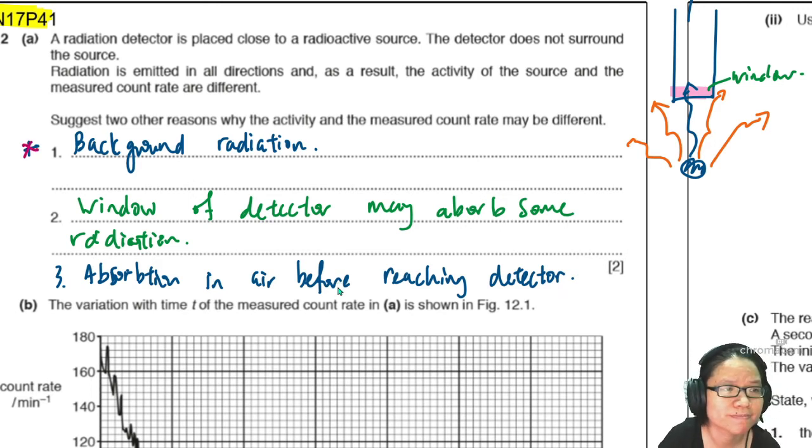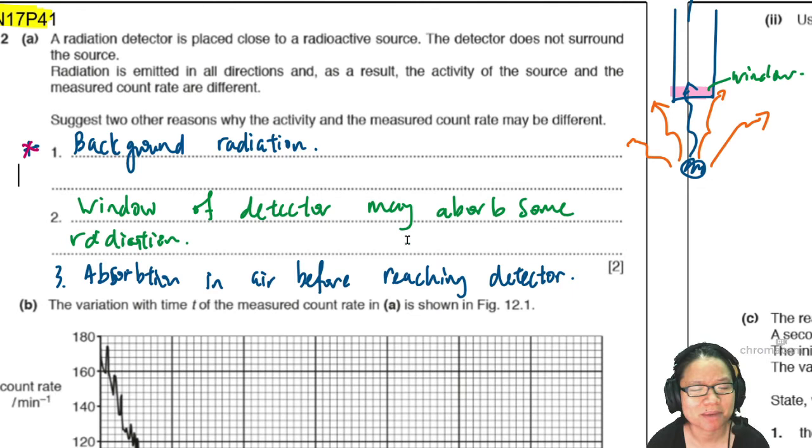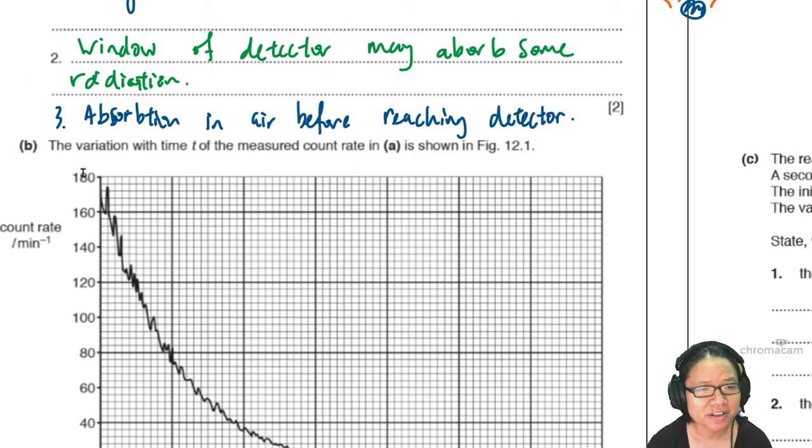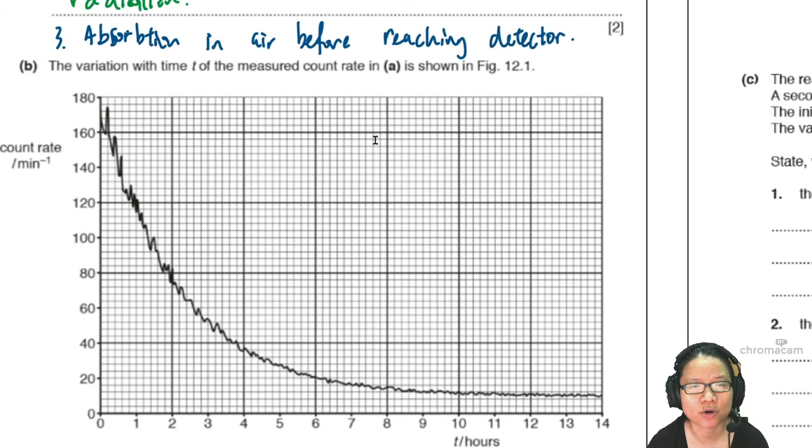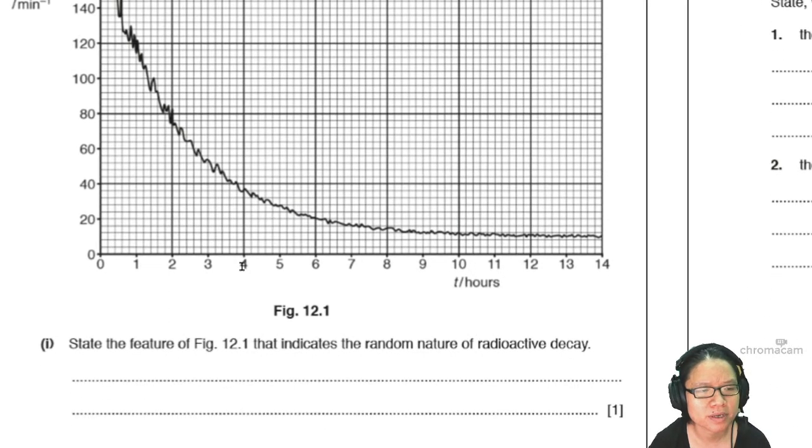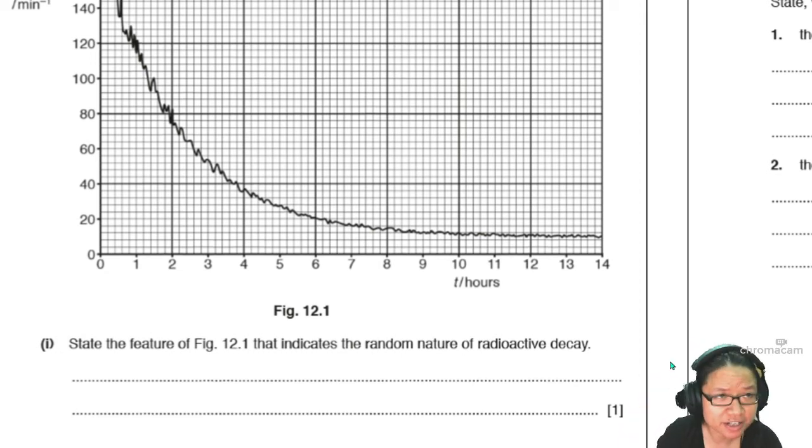Let's look at part B. The variation with time t of the count rate is shown like this. I've explained just now why we get this kind of zigzaggy pattern. State the feature in this graph that indicates the random nature of the radioactive nuclear decay. You can say the curve is jagged or the curve is not smooth.